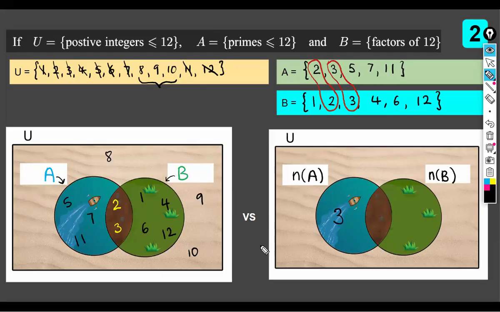The mud region, how many answers do we have? 2. In the grass region, how many answers do we have? 1, 2, 3, 4. And in the desert region, how many do we have? We have 3. So you all see the difference between these two diagrams?